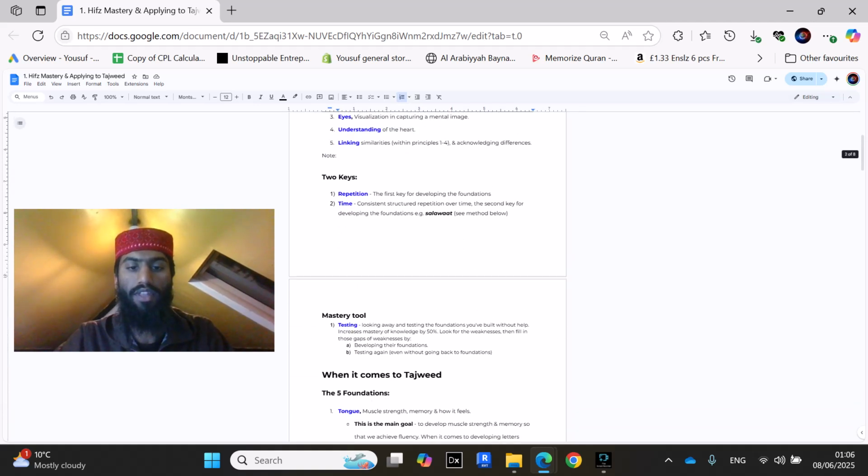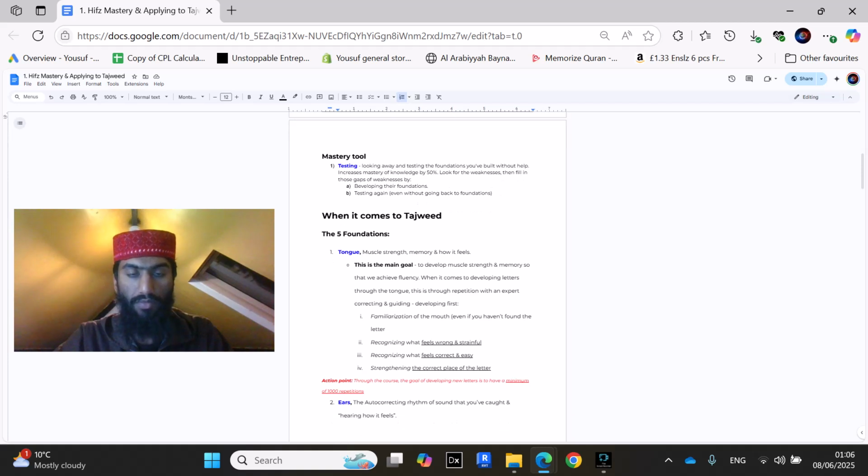Okay. Then there is your one mastery tool, which is testing. Testing is looking away from whatever you're trying to memorize or familiarize yourself with, and testing the foundations you built without any help. This increases your mastery of the knowledge by 50%. Okay, so look for the weaknesses that occur when you've tested yourself, and fill in those gaps after you've tested yourself by developing the foundations again, right?